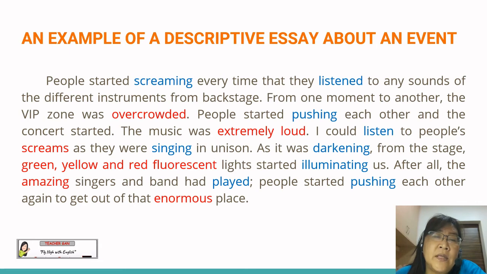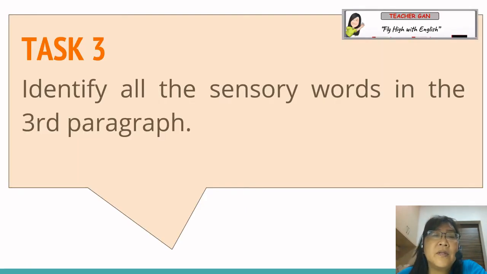So we have sensory words such as overcrowded, extremely loud. We have screams. We have green, yellow, and red fluorescent. And then we have amazing and enormous. For verbs or action words, we have screaming, listened, pushing, singing, darkening, illuminating, played, and pushing. For task 3, it's the same task, so you have to identify all the sensory words in the third paragraph.